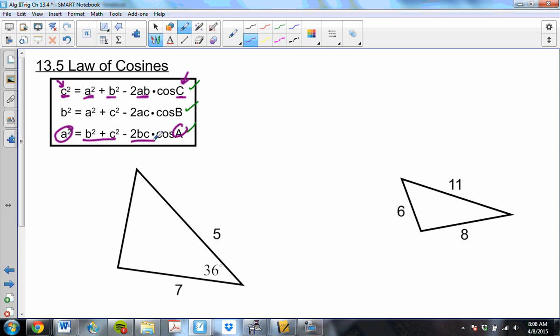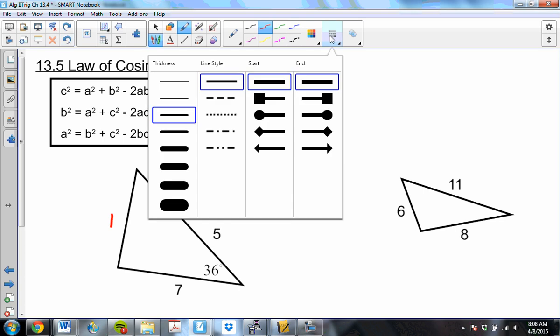The law of cosines lets us solve triangles the law of sines couldn't. So this triangle here doesn't have an angle side pair. We don't know what the side is that corresponds to angle 36. If we knew this was a 12 or something, we would do the law of sines. But since we don't, we have to do the law of cosines.